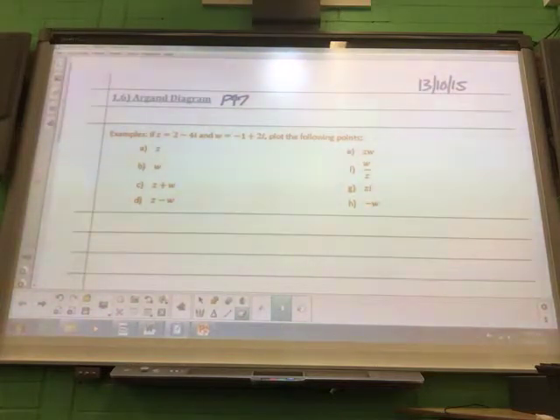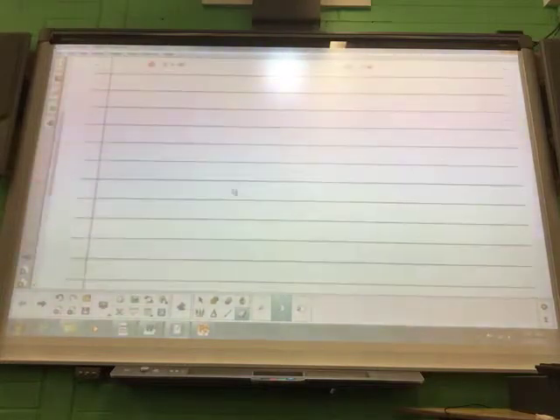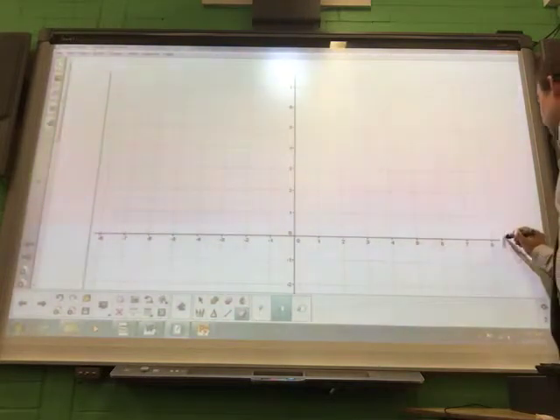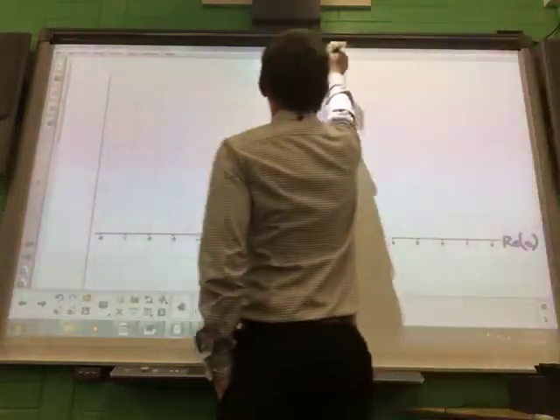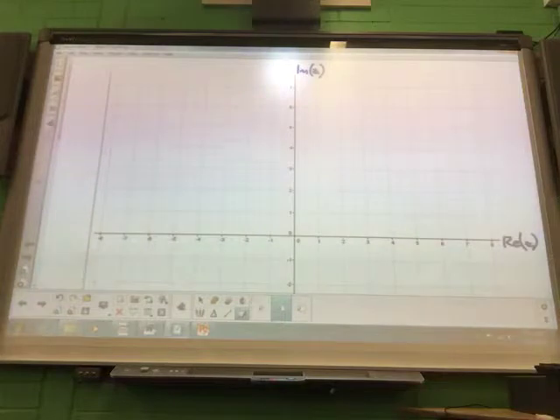Okay, example: z equals 2 take away 4i and w equals -1 plus 2i. We need to plot the following points, A and B, z and w. Alright, so we have our Argand diagram. The horizontal axis is your real axis, so we notate that as real of z. And the vertical axis is going to be the imaginary part, so we notate that as the imaginary of z.